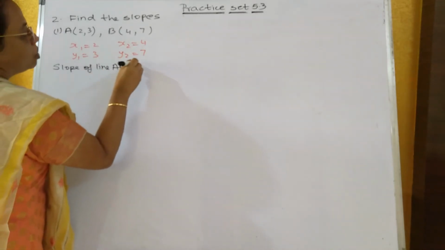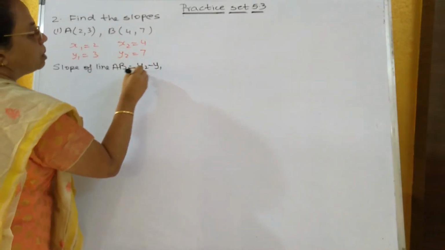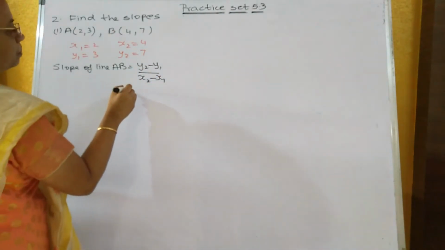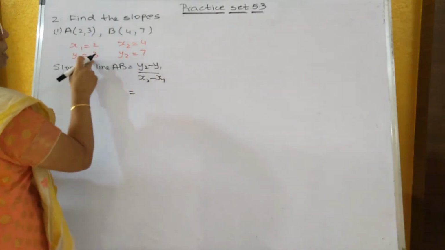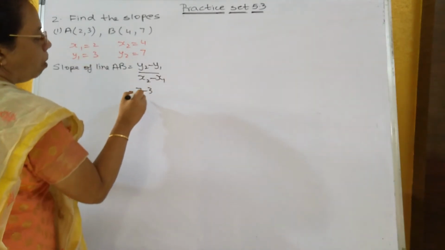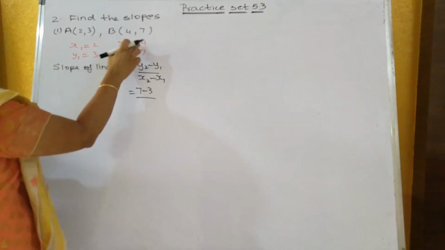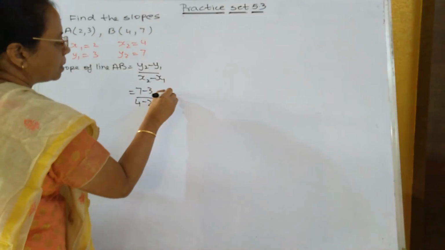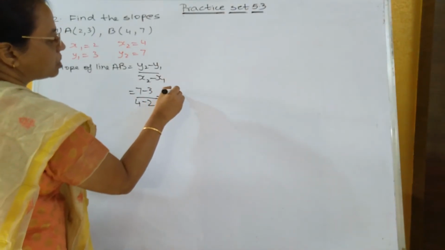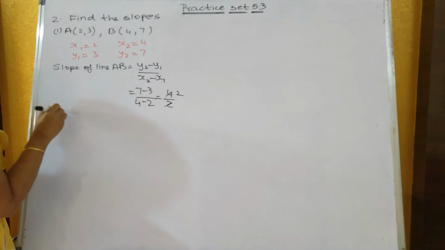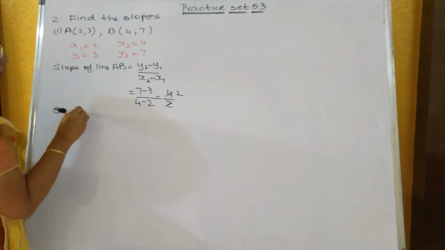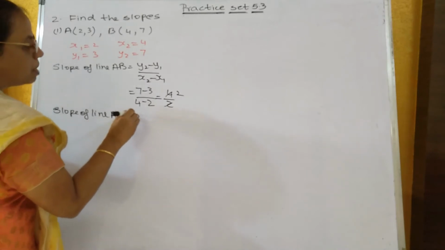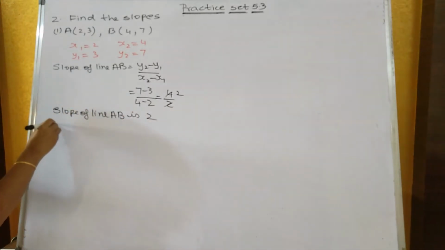AB is equal to what? y2 minus y1 upon x2 minus x1, that is equal to 7 minus 3 upon x2 minus x1, which is 4 minus 2, that is 4 upon 2. When you cancel this you get 2. So the slope of line AB is 2. Now the second sum they have given.